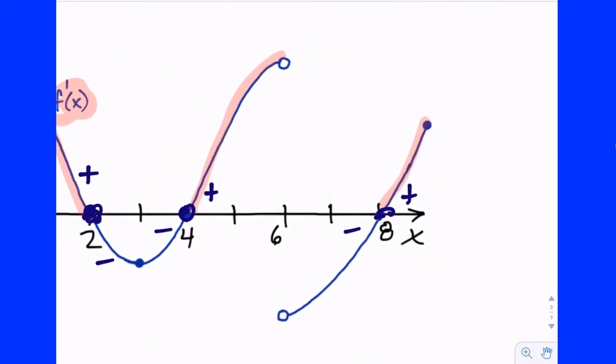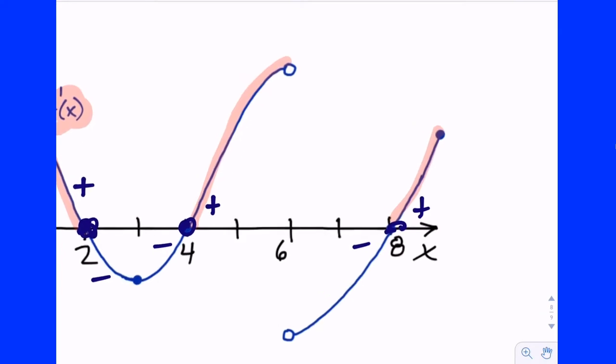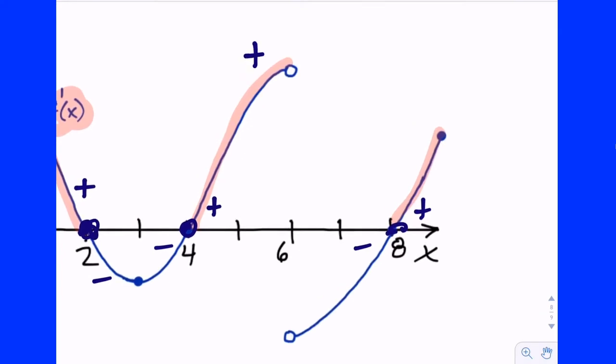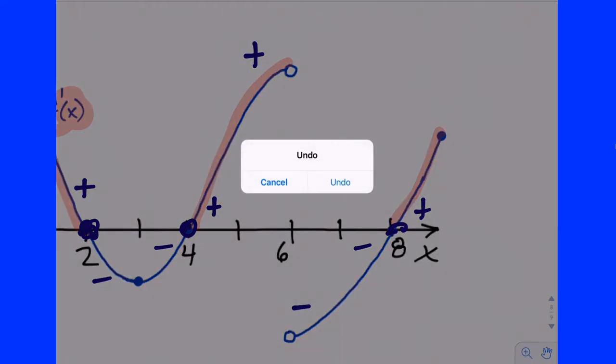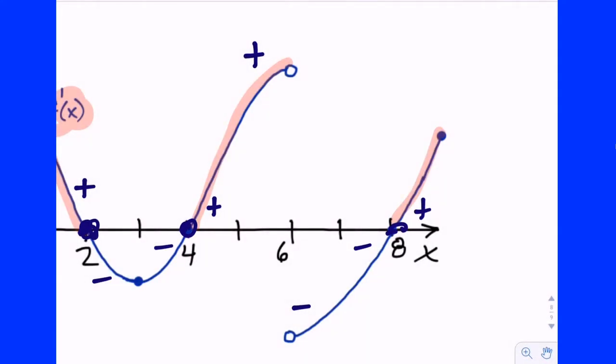Now, let's look at the other one. F prime is not defined at 6, but f is, so it's a critical value. F prime is positive to the left, and f prime is negative to the right. Is that going to be a local extrema? Yes, which type? A local max. Right, it's a local max. And because it's a local max, but the derivative is undefined there, it's probably going to be some type of what? Cusp, right? It's going to be some type of cusp.